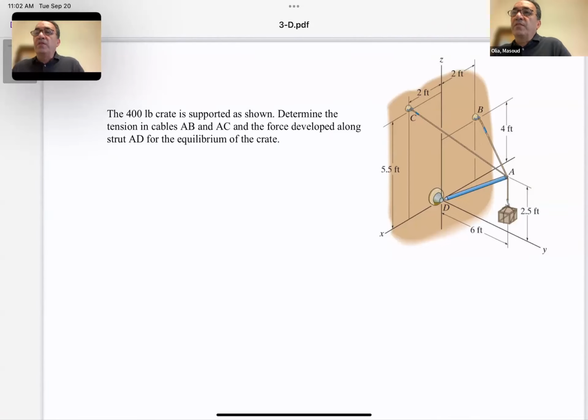Currently, I'm teaching statics at Wentworth, and I thought maybe we should look at the three-dimensional particle equilibrium problem.